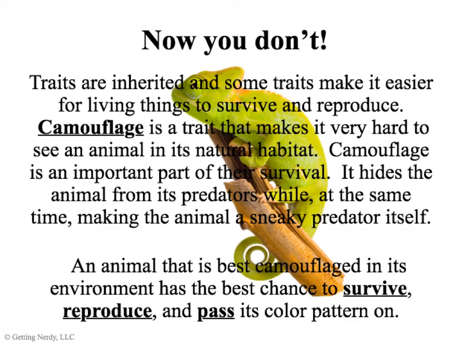Okay. So this is where your notes start, and you'll see it's pretty easy at this point. Traits are inherited, and some traits make it easier for living things to survive and reproduce. Camouflage is a trait that makes it very hard to see an animal in its natural habitat. Camouflage is an important part of their survival. It hides the animal from its predators while, at the same time, making the animal a sneaky predator itself. An animal that is best camouflaged in its environment has the best chance to survive, to reproduce, and to pass its color pattern on. Those are three very, very important words.